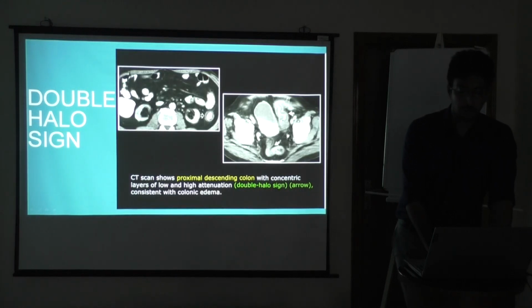So lumen is this much, wall is this much, so that is an abnormality. Normal wall is like this. When there is submucosal edema, that's how it sets in. It looks like a donut, so it's called the double halo sign.